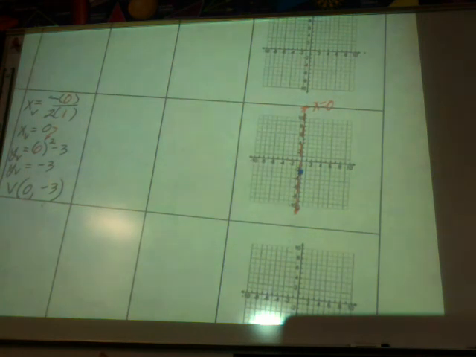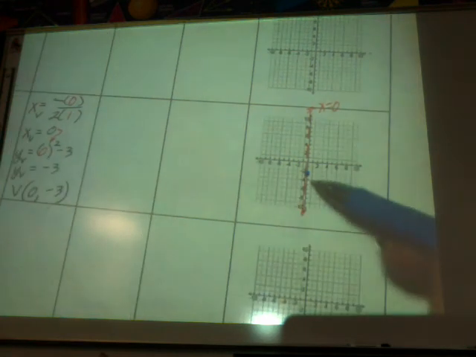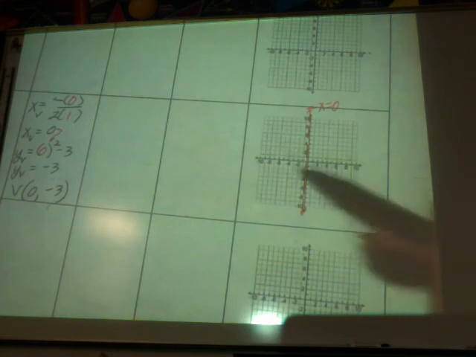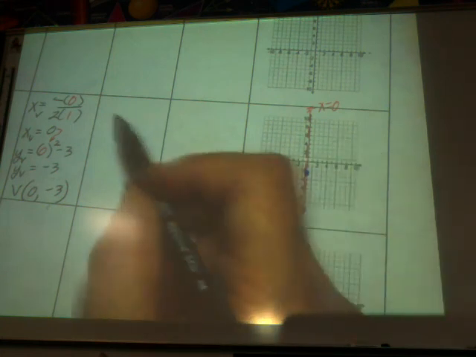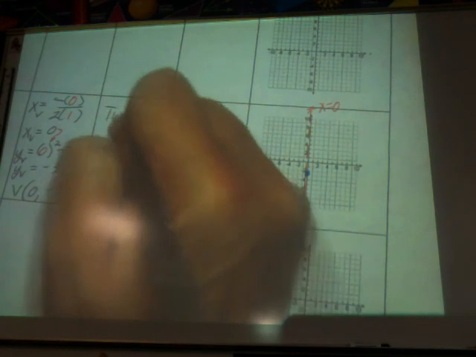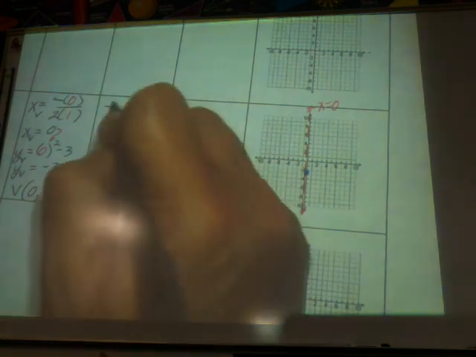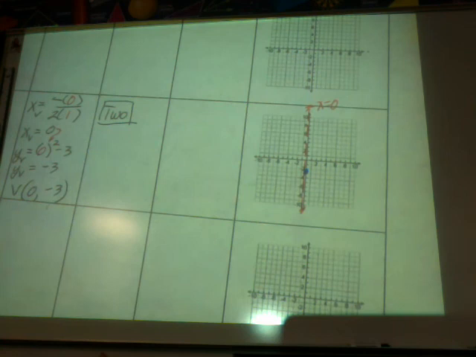So since my vertex is below the x-axis and my parabola opens up, how many zeros am I going to have? Below and it opens up. How many zeros? 2. So right here you're going to put 2. And we're going to actually find them. So we're going to take this equation. So here's the 2. You want to box that in. We're going to find them.